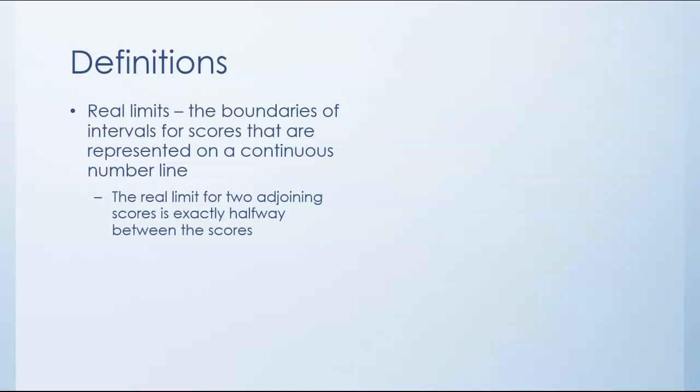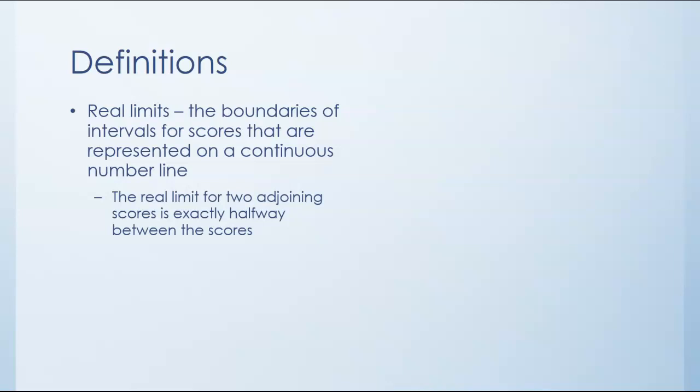These are boundaries on intervals for scores that represent a continuous number line. So basically, remember those continuous variables we talked about previously, where we don't have the ability to count them. When we use continuous variables, we need to decide how we group those variables, and we use real limits to do that. The real limit of two adjoining scores is exactly halfway between the two scores.